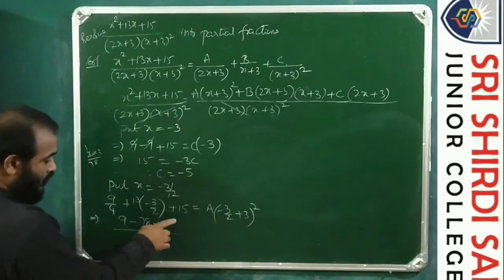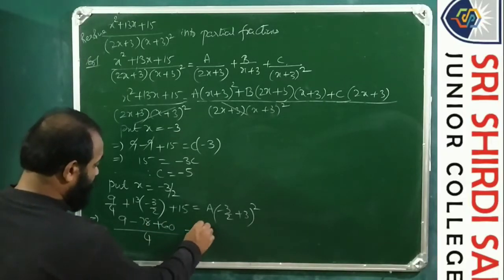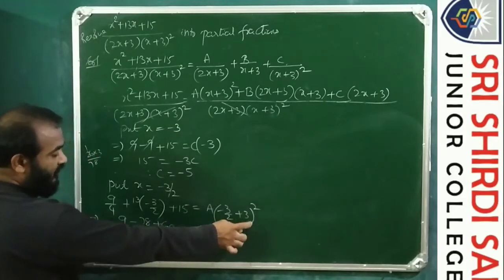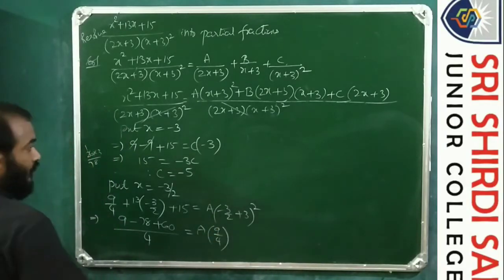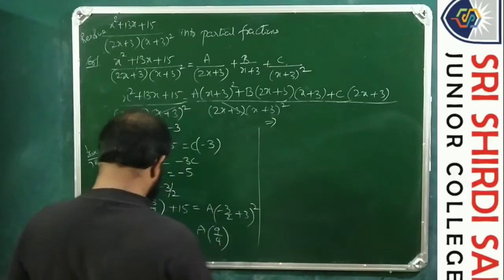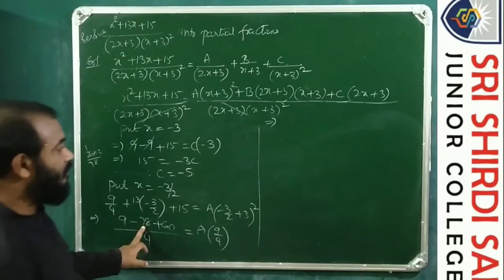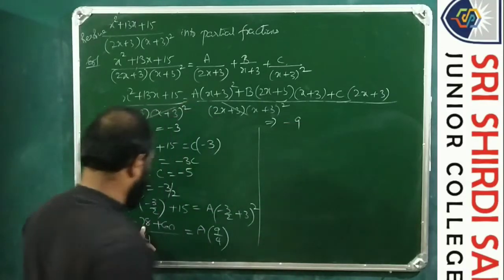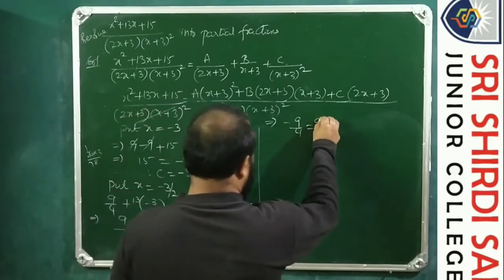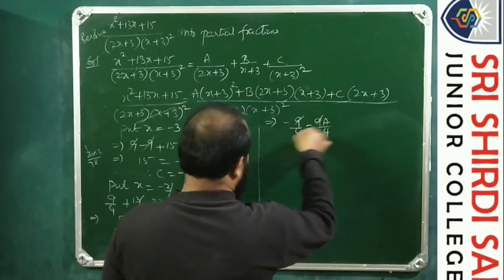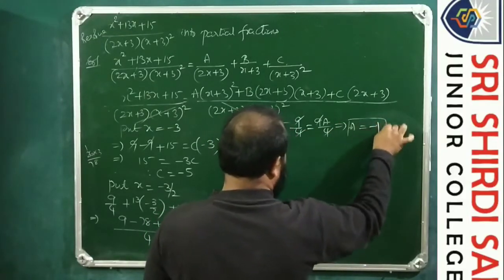Plus 4 15s 60 is equals to A into 2 3s are 6, 6 minus 3 is 3, 3 by 2 whole square is 9 by 4. This is equals to 60 plus 9 is 69, 69 minus 78 is minus 9 by 4, is equals to 9A by 4. 9 9 gets cancelled, 4 4 gets cancelled, A value is minus 1.